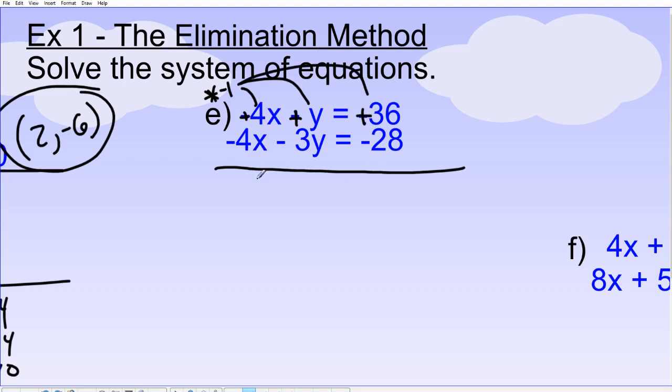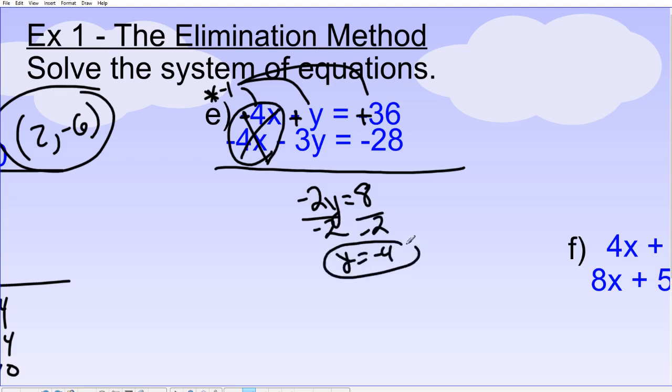And now when I go to eliminate, a positive 4 and a negative 4 cancel. A positive 1 and a negative 3, if I add, gives me negative 2y. And a positive 36 minus 28 gives me 8. Divide both sides by negative 2. Y is equal to negative 4. So I've now found my y variable.